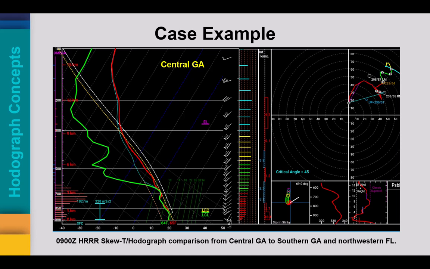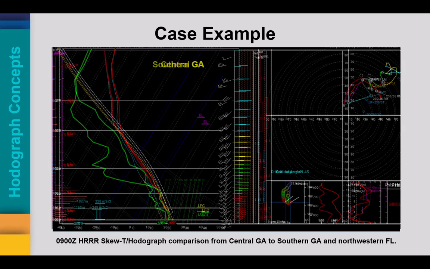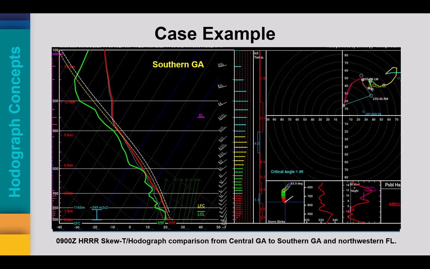on the hodograph. Further south, in southern Georgia, much weaker inversion, but still one that appears to be there. Again, a very long hodograph, especially the red part of the hodograph, the inflow layer, but some of that may not actually be realized if the storm inflow layer is elevated.